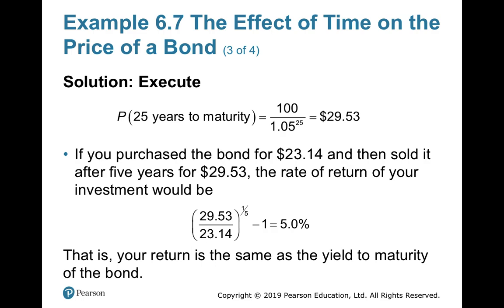29.53 after 5 years divided by 23.14 today, to the power 1 by 5, minus 1 is equal to, you see, 5%. That means 5% is the interest rate prevailing in the market. That is your return, the same as the yield to maturity of the bond 5 years before.